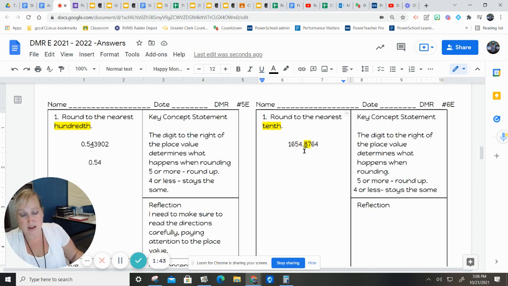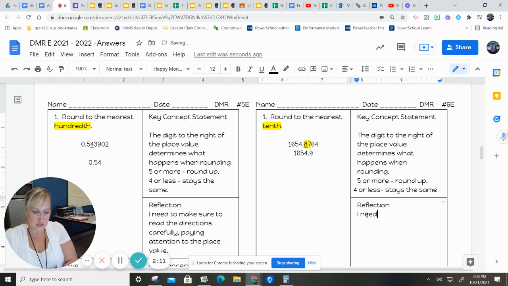So if I look at that 8 and then I look next door, the digit to the right, that 7 tells that 8 to round up. So it is closer to 90 than it is to 80. So therefore, that will be 1,654 and 9/10.